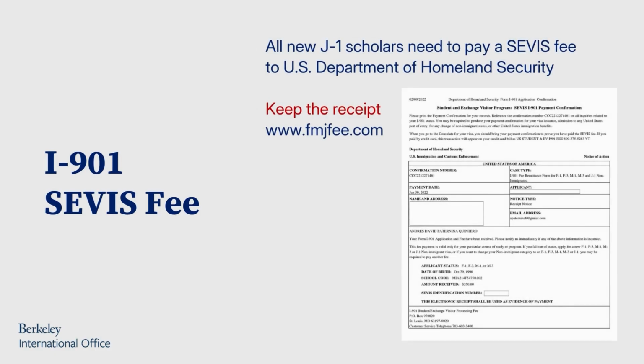As you have received your visa and have arrived in the U.S., you should be familiar with the I-901 SEVIS fee. All new J1 scholars must pay this fee to the U.S. Department of Homeland Security, and it should be paid prior to their visa appointments. This fee helps to support SEVIS so that we can continue to process visa documents and request benefits. It is important to keep the I-901 SEVIS fee payment receipt for your records.